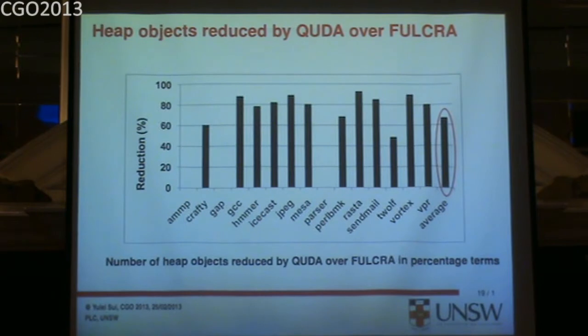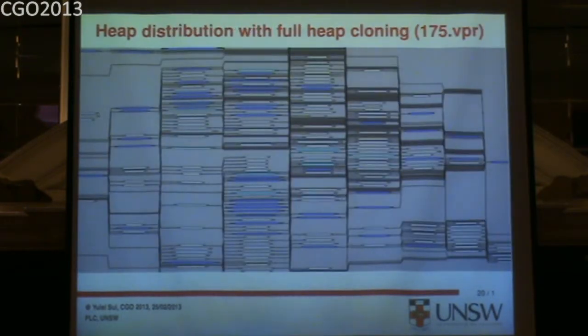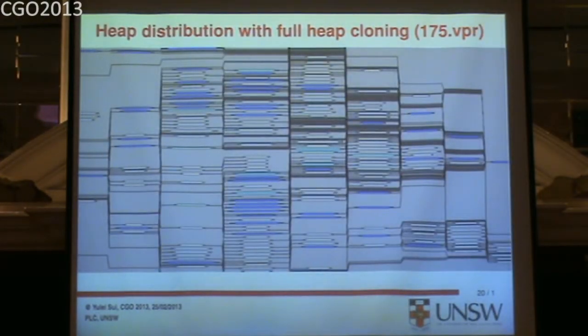Okay, here are the heap objects reduced by CUDA or Focal. We can see that around 70% of heap objects are reduced. Let me show you a real example picture generated by our tool, comparing full heap cloning and CUDA.